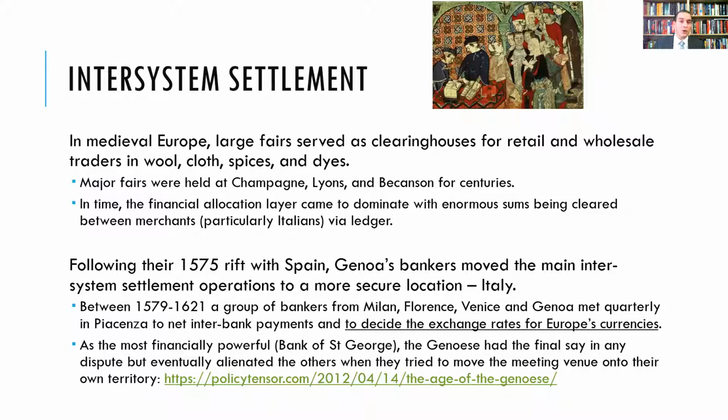At the same time, they would also establish what the exchange rates for Europe's currencies were going to be for the next 90 days, not necessarily by the decree of some king, but simply based on the essaying of metallic currencies that were in circulation at the time.